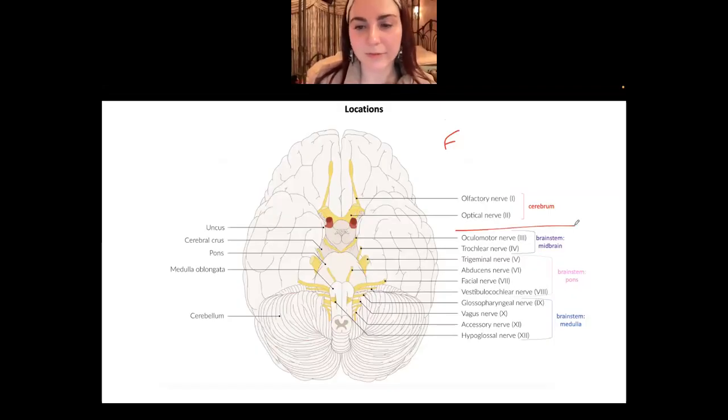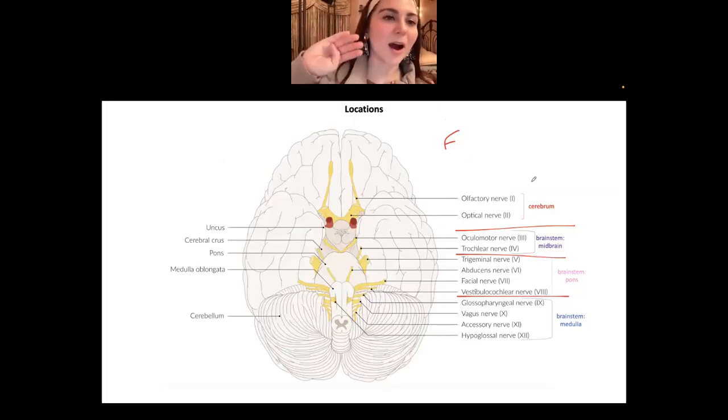You might have heard of the rule of threes. I don't really do the rule of threes. I kind of do the non-rule of threes, or the rule of fours. There are four above the pons, including the midbrain and the cerebrum, there are four in the pons, and there are four in the medulla. But they all go in order.